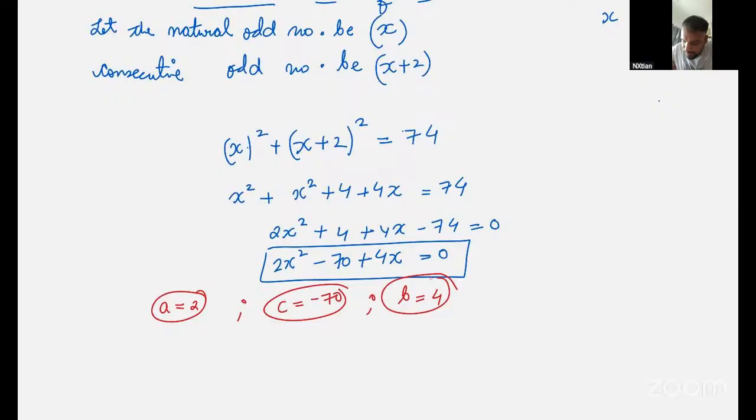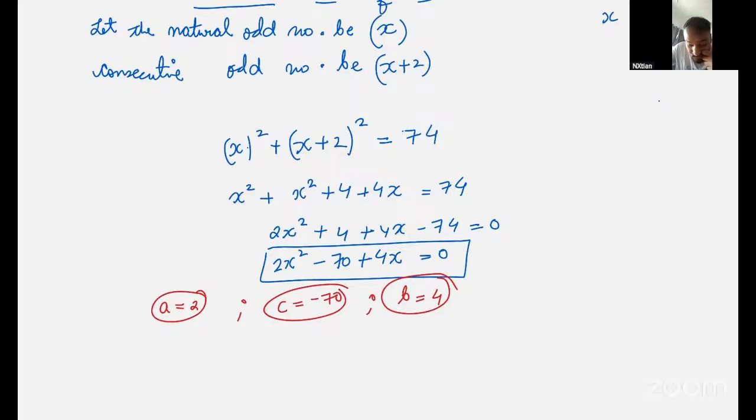So how did you get 4x? Is this in the form of (a plus b) whole square? If you open it, what will it become? a square plus b square plus 2 into a into b. So 2 into 4 into a, which is x.